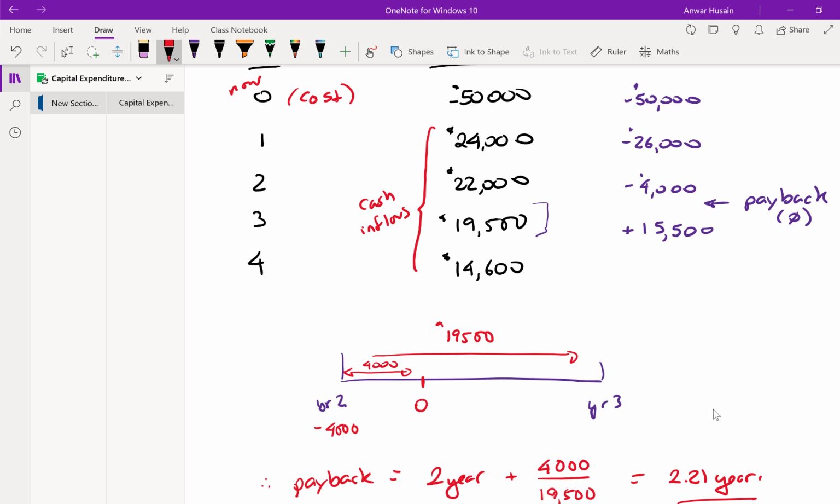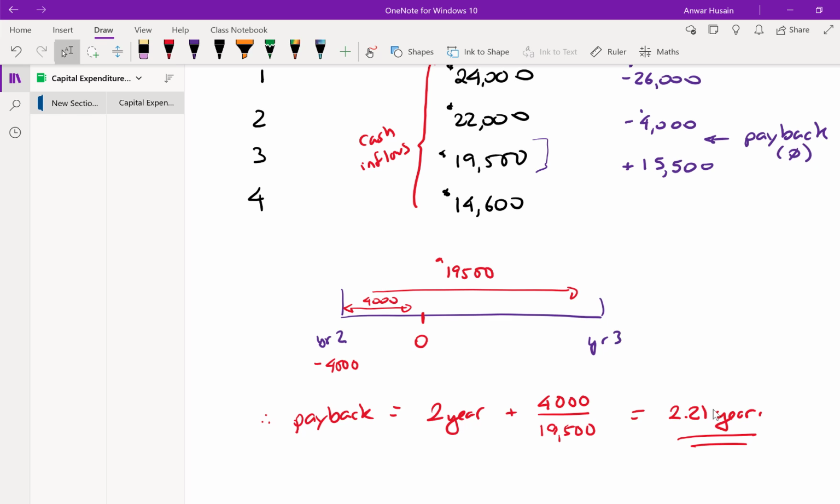So what this says is that this machine, if the projections hold true, will repay the original cost within 2.21 years. Is that good or bad? That depends on your analysis on the risk of the machine and a bunch of other factors. But essentially, the shorter the payback, the better. Okay. Shorter the payback, the better the investment.